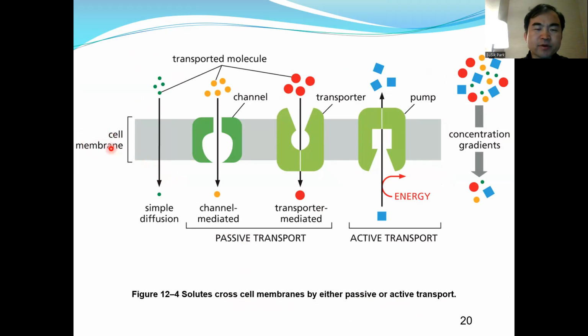Simple diffusion across the cell membrane is also possible. However, bigger molecules can move through using channel-mediated or transporter-mediated transport, or active transport, spending energy, with a pump. And the concentration gradient is in this direction, assuming the concentration gradient is this direction. Actually, this is the summary of these chapters.